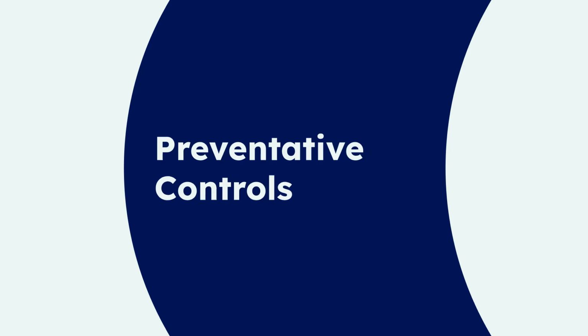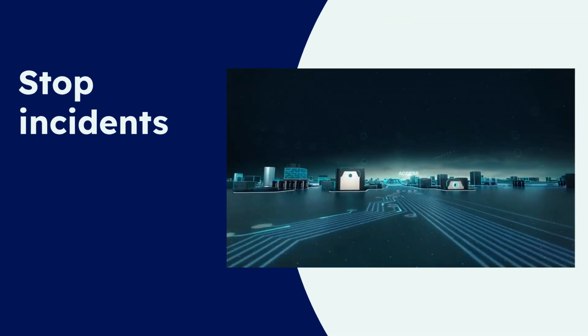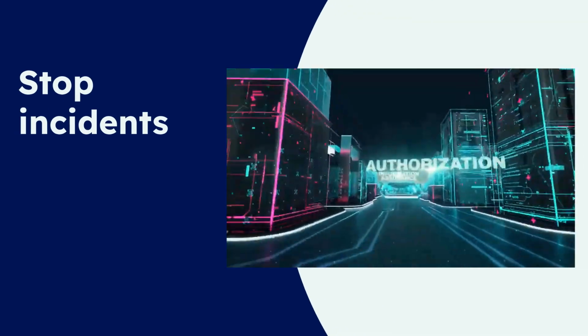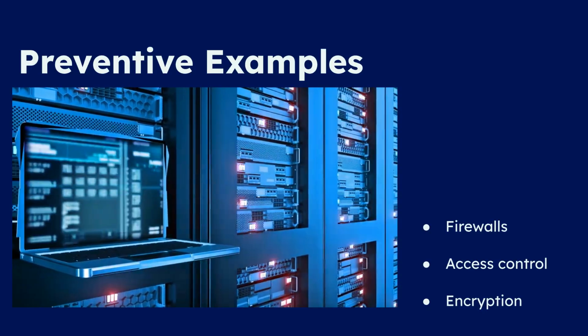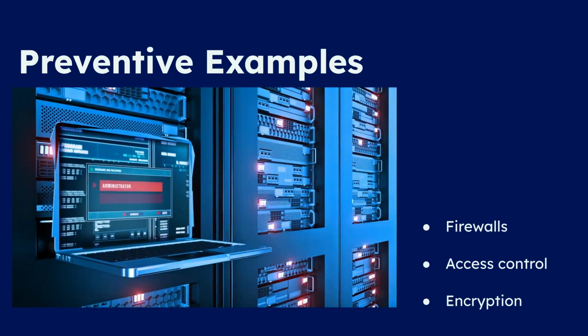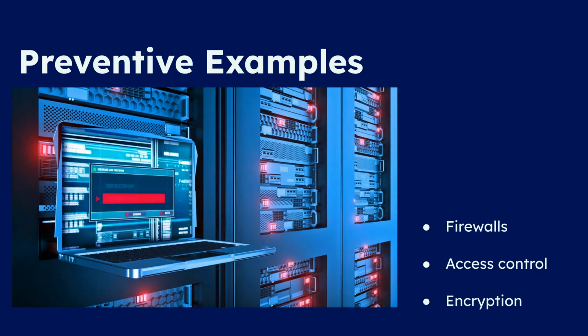First up, there are preventative controls. The goal of a preventative control is to stop a security incident from happening in the first place, acting as the first line of defense. Common examples include firewalls to block unauthorized access, strong access control mechanisms, and encryption to protect data both in transit and at rest.